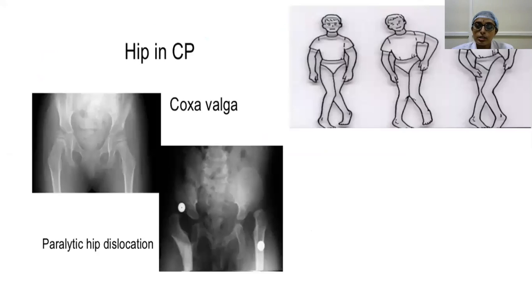So here you can see in the first picture, there is scissoring gait and adductor spasm of the muscles. One limb is almost obstructing the other limb while walking. So this is the scissoring gait and adductor spasm. So here the hip joint in cerebral palsy. See the neck shaft angle.